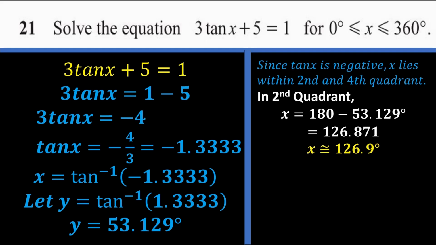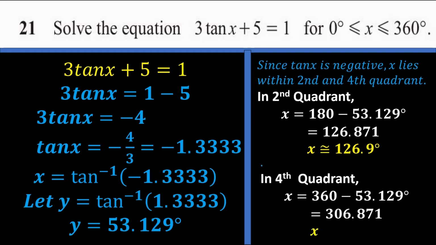For the fact that the domain of S is between 0 and 360, there's still going to be another value, which is the one in the fourth quadrant. So in the fourth quadrant, S is going to be 360 minus the acute angle, which is 360 minus 53.129 degrees. And that gives us 306.871 degrees, which is approximately 306.9 degrees to one decimal place. And guys, these are the two values of S that we are required to find.